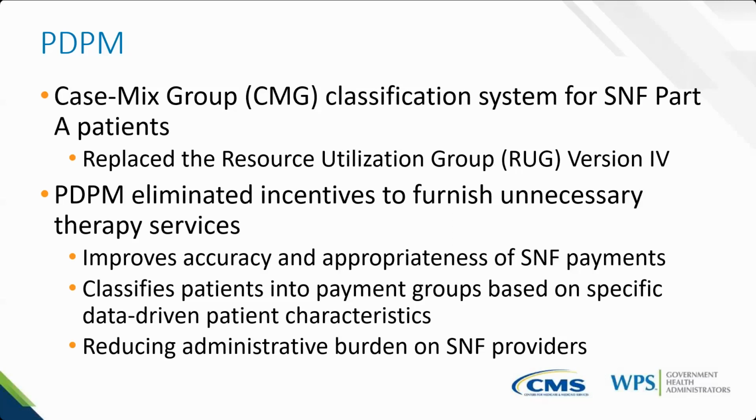Under RUG 4, most patients were classified into a therapy payment group, which used primarily the volume of therapy services provided to the patient as a basis for the payment classification. This created incentives for SNF providers to furnish therapy that often wasn't even necessary to their skilled nursing facility patients. And it was done regardless of that patient's unique characteristics or goals or needs.